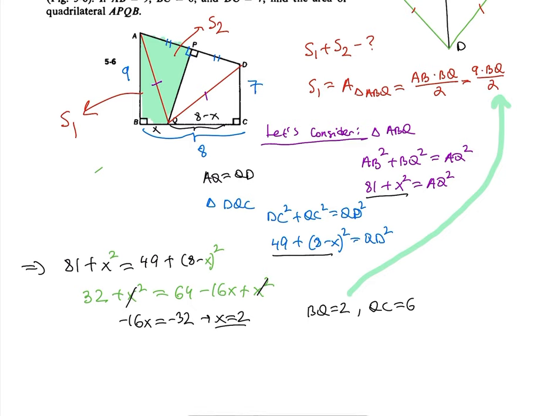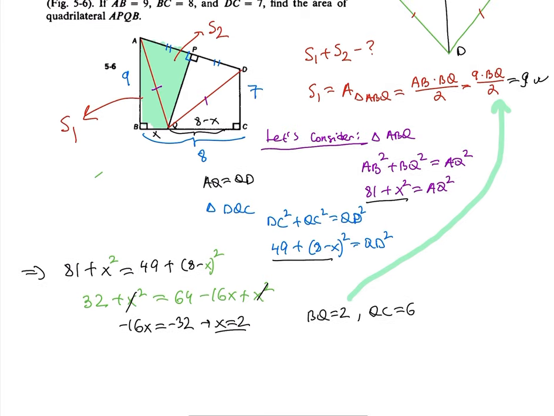And my first area is just 9. Cool. So because 9 times 2 over 2, this is 9. Then I need to find what is the value of S2. Since I know that AP is equal to PD, if I can find AD, I can easily find AP.